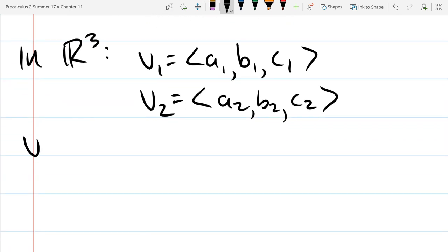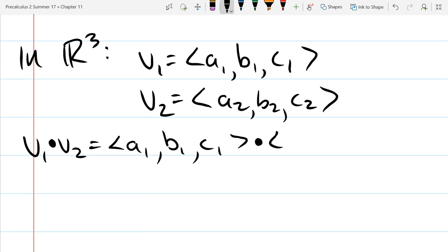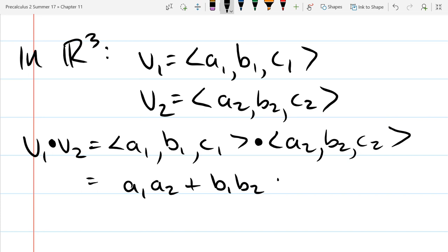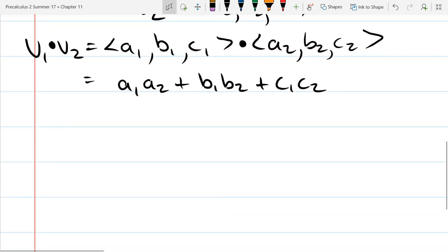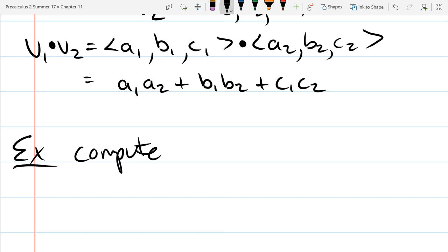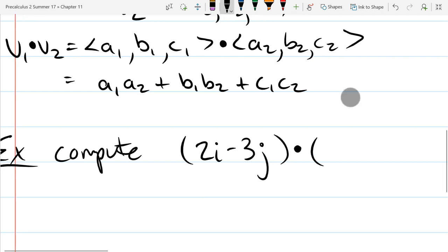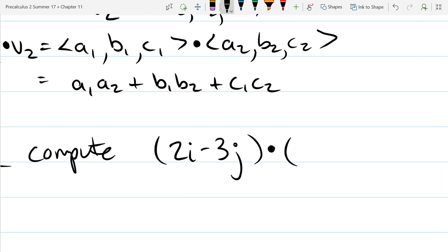All right, so we're going to do a dot product, v1 dot v2, and it's exactly like it was before. We're going to multiply the first coordinate, a1 times a2, and then b1 times b2, and then c1 times c2, and then add them together. So that's the dot product. So let's do a really quick example. There's really not much to computing this. So I'm writing in ij notation, or ijk if you have three dimensions.